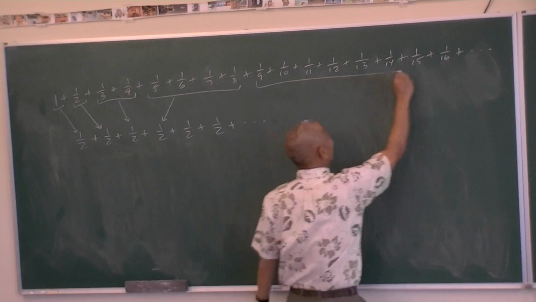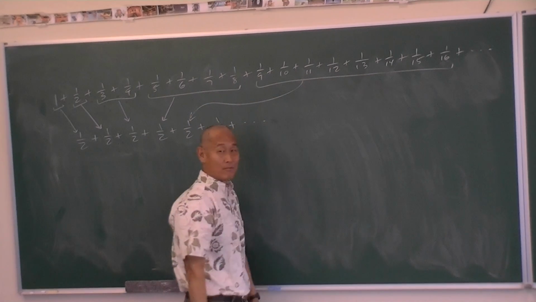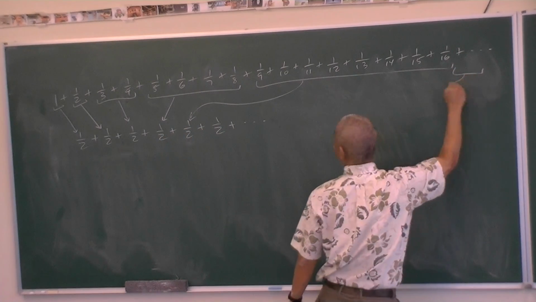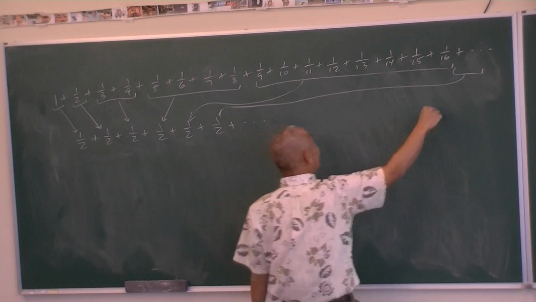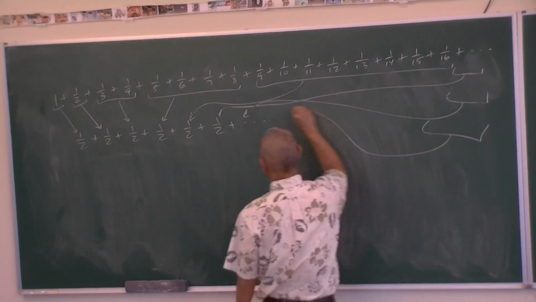The next 8 terms, that's bigger than a half. By the same reasoning, and so what's next? The next 16 terms, that's bigger than a half. The next 32 terms, that's bigger than a half. The next 64 terms, that's bigger than a half.